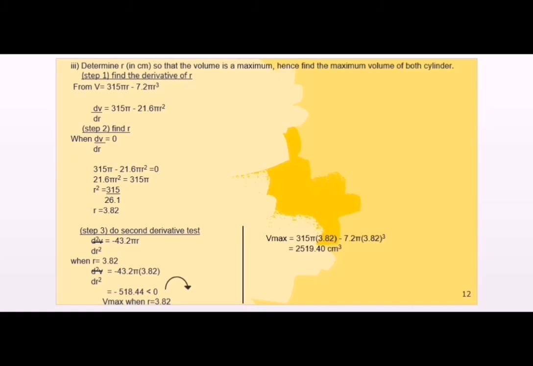After we get the value of r, we must do the second derivative test to check whether the value is a maximum or minimum. After we do the second derivative test, we get a negative value, which proves the value is a maximum. Then we substitute the r we got in step 2 into the equation. So we write V maximum equals 315 pi times 3.82 minus 7.2 pi times 3.82 cubed. We get the final answer of 2519.40 cm cubed. So I think that's all from us. Thank you.